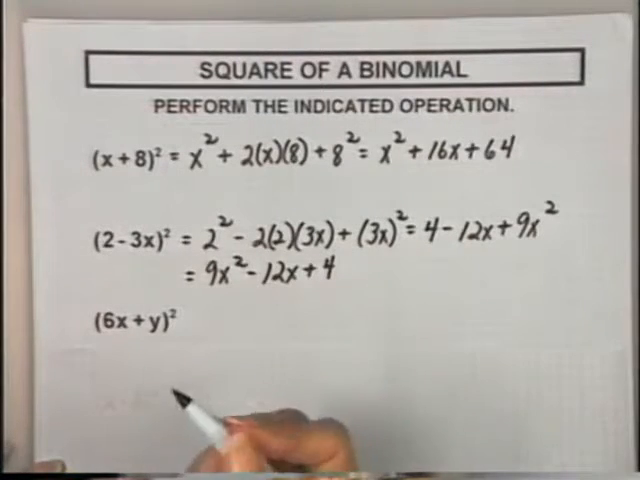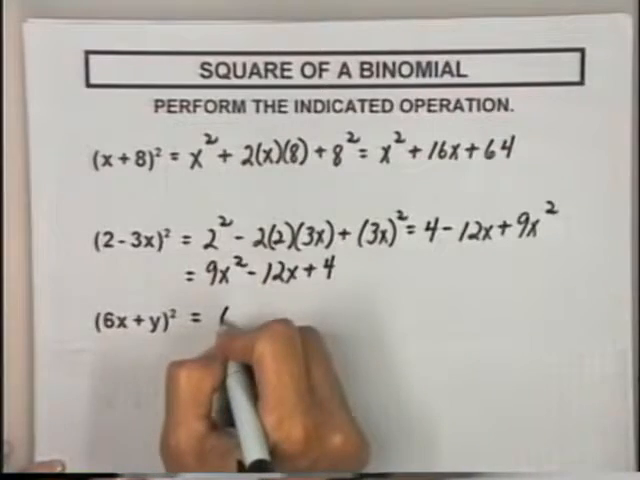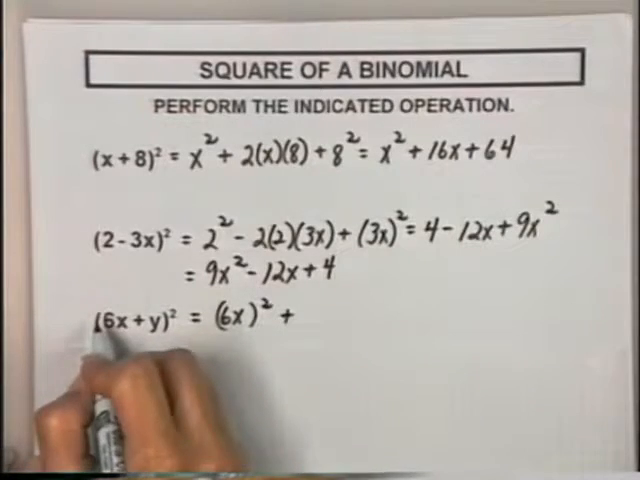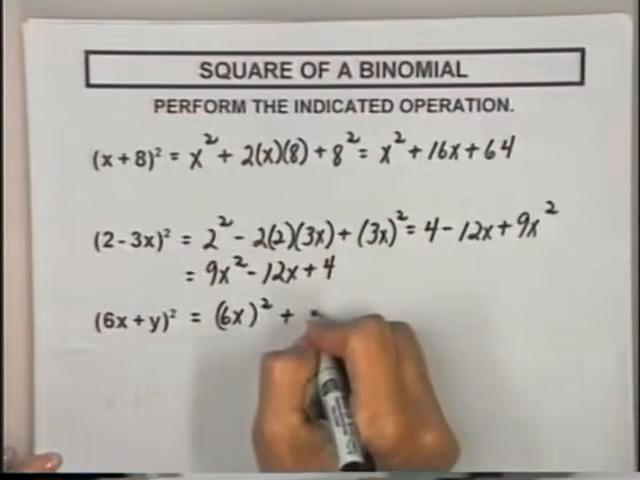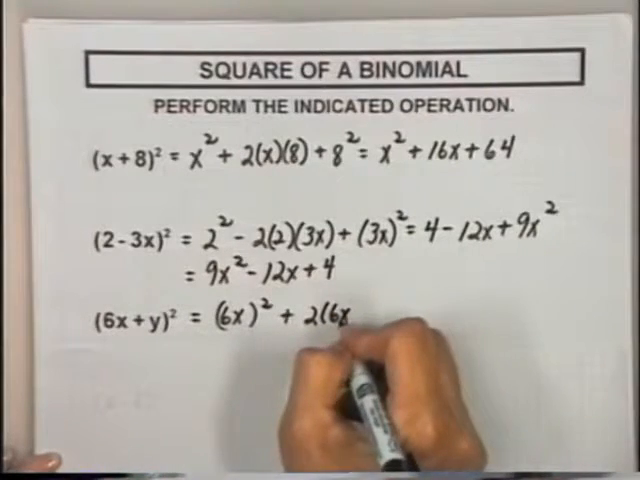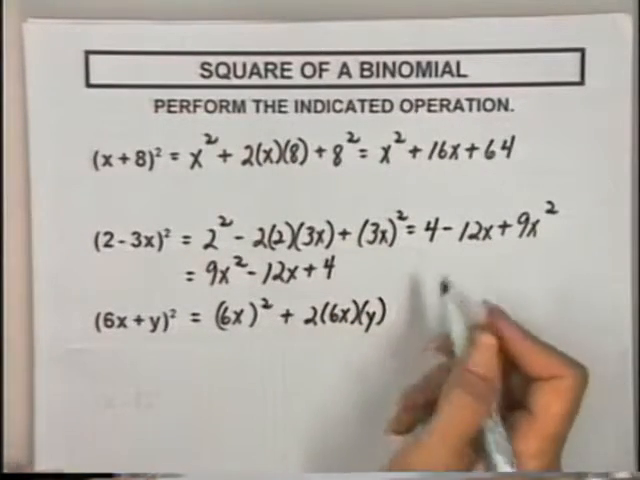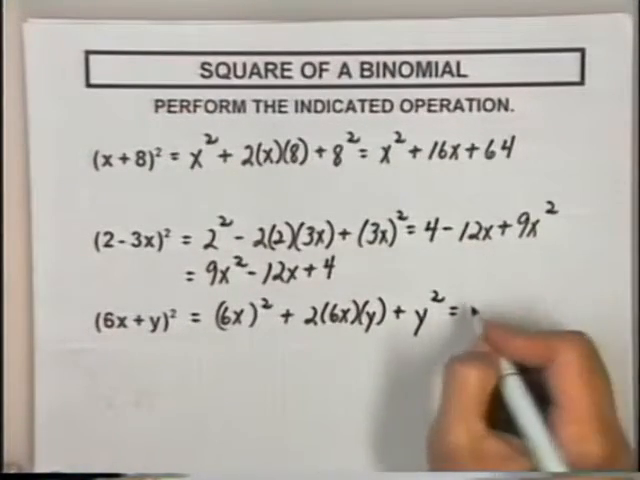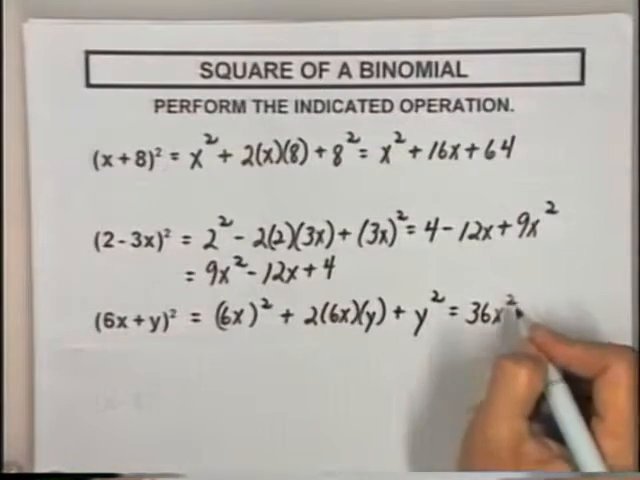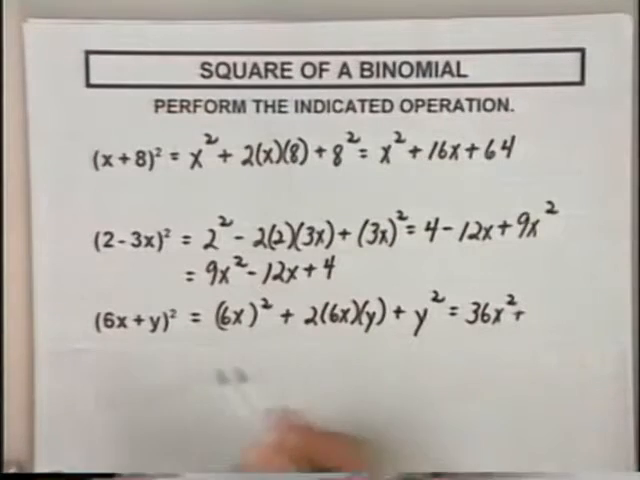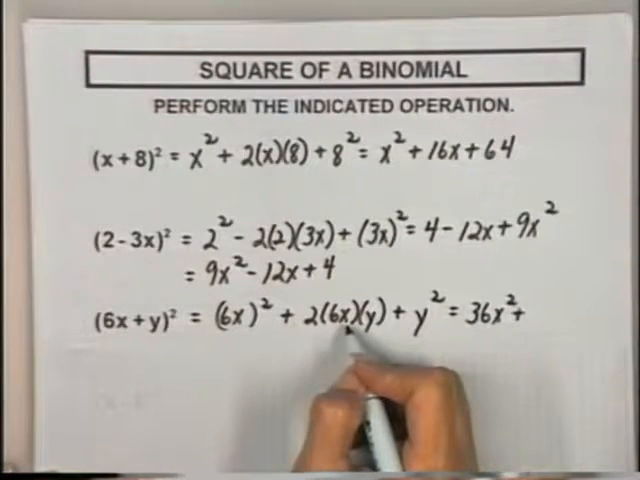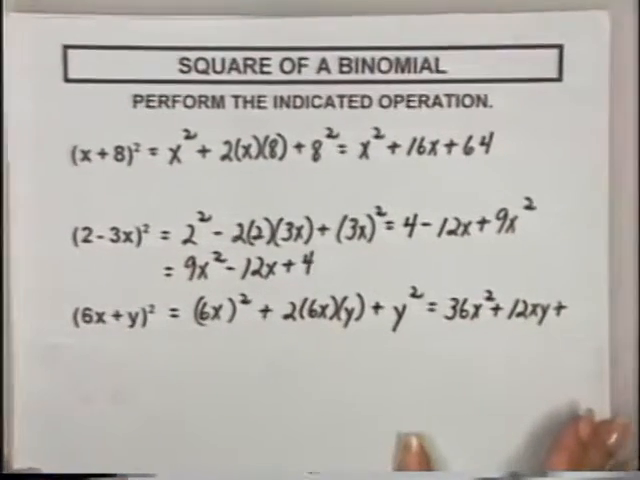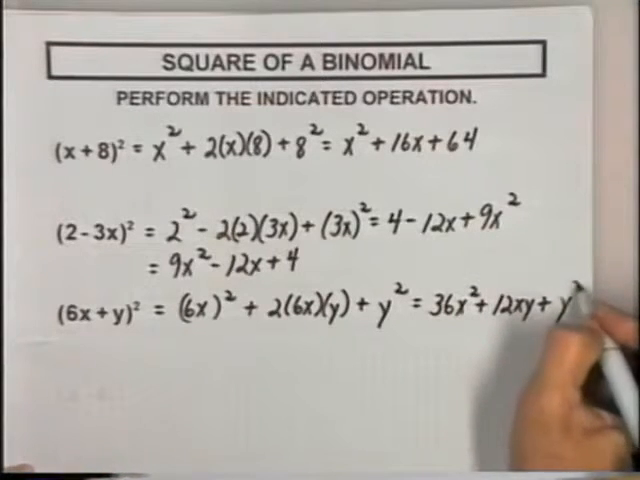For the next problem, we are squaring 6x plus y. We will square the first term. The sign of the middle term is positive because a positive times a positive will give us a positive. We will say 2 times the first term 6x times the second term y, plus we will square the y. When we square the 6x, we get 36x squared. For the middle term, we'll say 2 times 6x is 12x. 12x times y will give us 12xy. And last, we will write y squared.